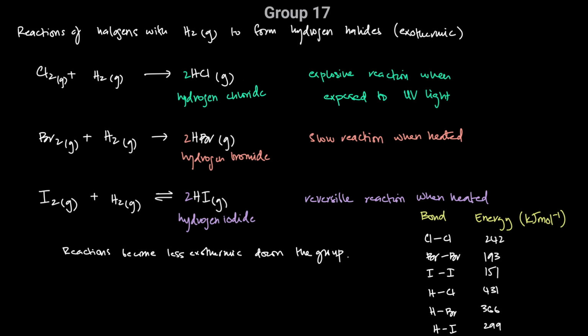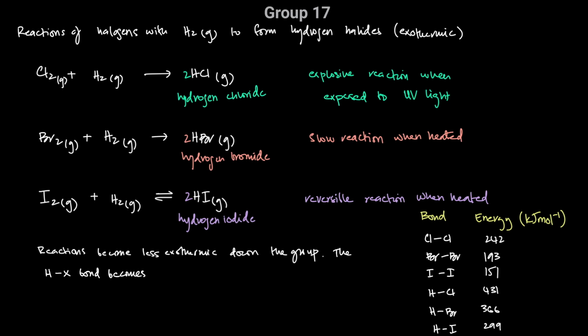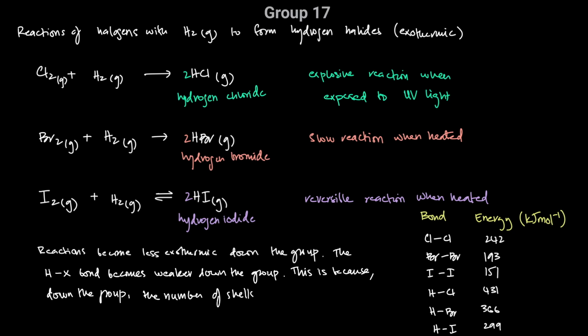So over here we can say that the reactions become less exothermic down the group, and the reason why is because the HX bond becomes weaker down the group. And this is because as we go down the group, the number of shells increases.